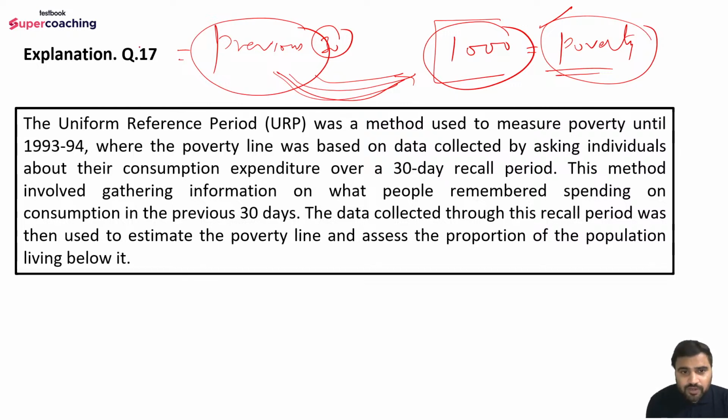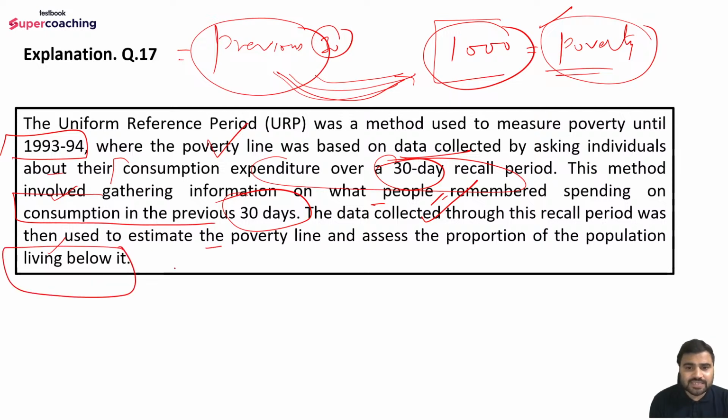So the uniform reference period was a method used to measure poverty until 1993-94, where the poverty line was based on data collected by asking individuals about their consumption expenditure over a 30-day recall period. So the recall period here is 30 days, right? This method involved gathering information on what people remembered spending on consumption in the previous 30 days. The data collected through this recall period was then used to estimate the poverty line and assess the proportion of the population living below it.